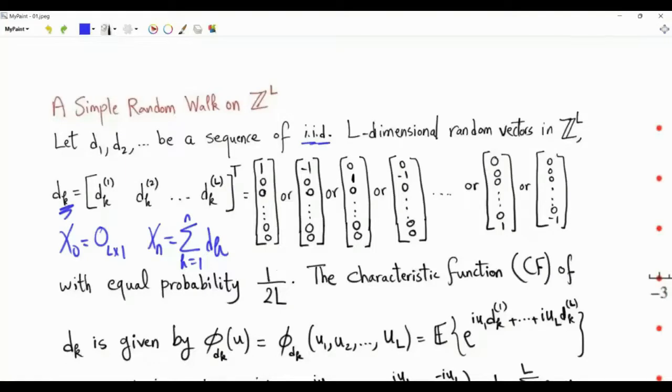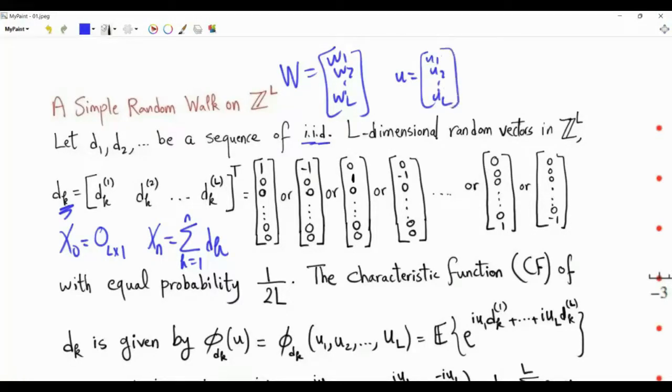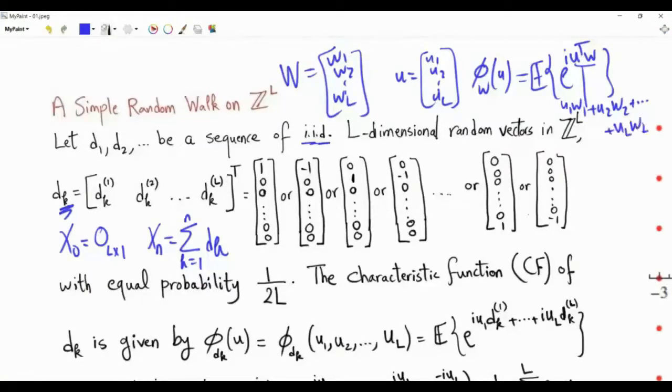Before proceeding, we need to know what is the characteristic function of this random vector d_k, which is the step at time instant k. It's a discrete random vector which has 2L possibilities. What is the characteristic function of a random vector? If we have a random vector w, okay, so this is (w1, w2, ..., wL). Those are the random variables residing in the random vector w. We have a vector of real value parameters (u1, u2, ..., uL), and the characteristic function of random vector w is the expectation of e^{i u^T w}, the inner product between these two vectors. The inner product is u1 w1 + u2 w2 all the way to uL wL.